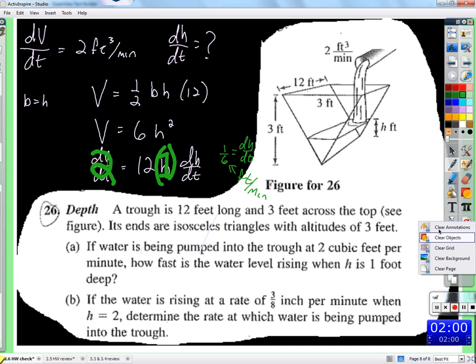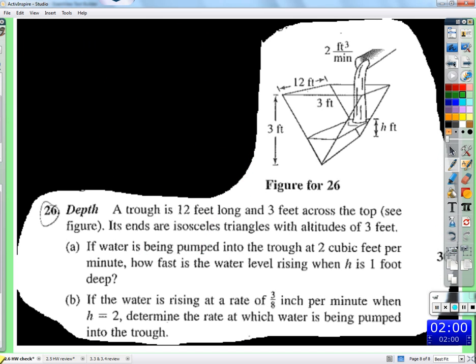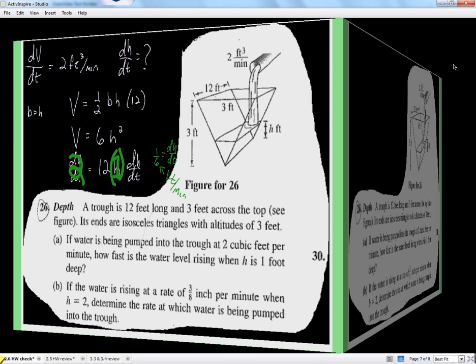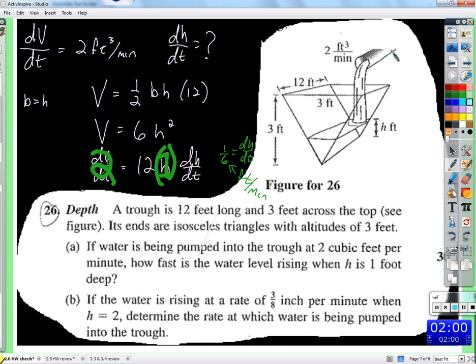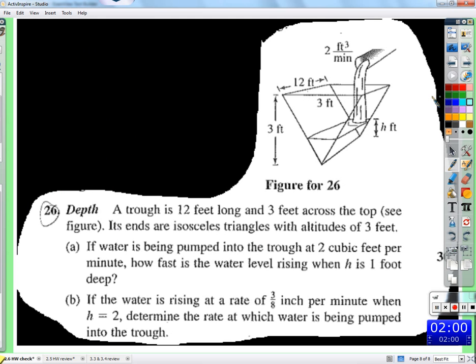Let's do part B. All that stuff is still back here. So let's continue on. If that's an isosceles triangle, that means all sides are 3, right? No, it doesn't mean that. That's an equilateral triangle. Isosceles means it has 2 sides that are the same. The 2 sides that are the same are that side and that side. Okay, part B.